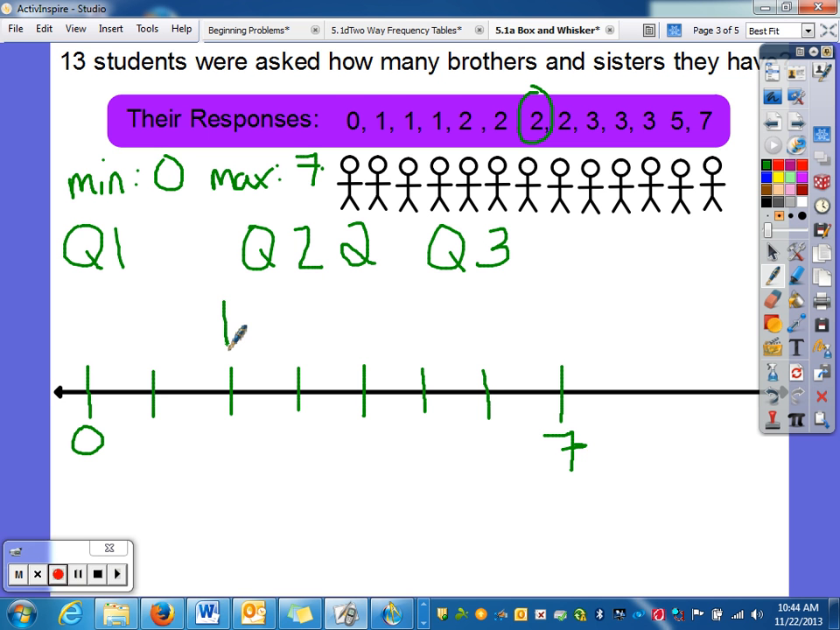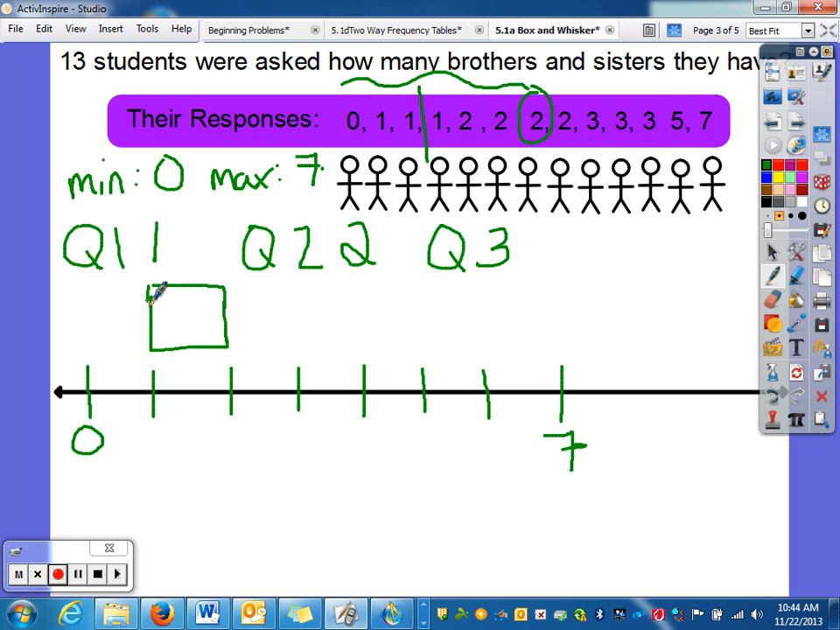Then I need to look at the lower portion of the data and find my median of the lower portion. So there's 6 numbers here, so my median of that is 1, and since it's in between 1 and 1, my lower quartile is at 1. So that's the lower part of my box.